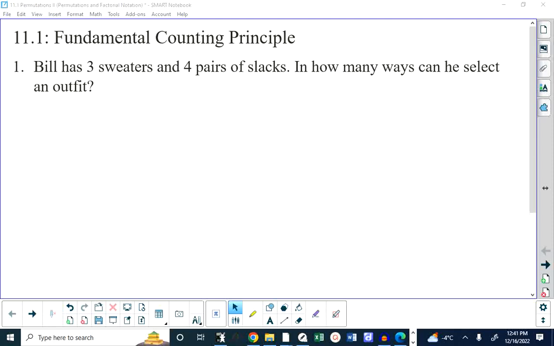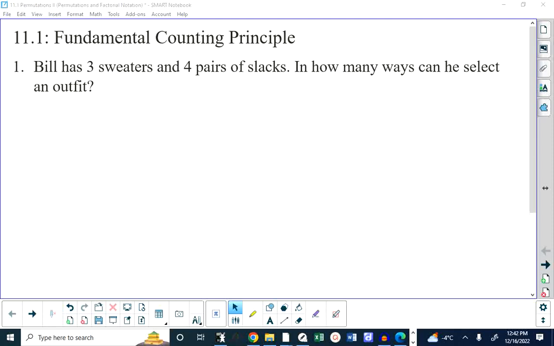Obviously, this is a little dated, but if Bill has 3 sweaters and 4 pairs of slacks, and he's going to put on a pair of slacks and a sweater, then there are 12 different outfits that he can arrange to wear. And that's basically it. That's the fundamental counting principle. But the questions, of course, get more complicated. So does anybody have any questions?